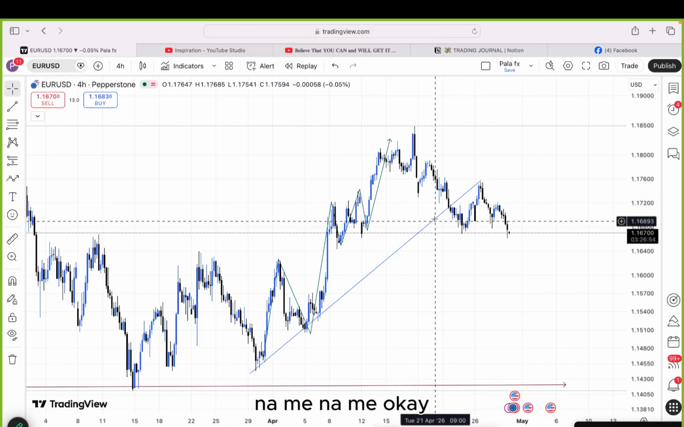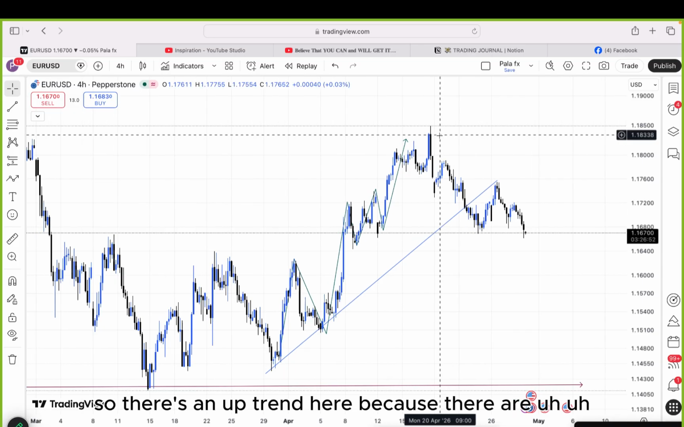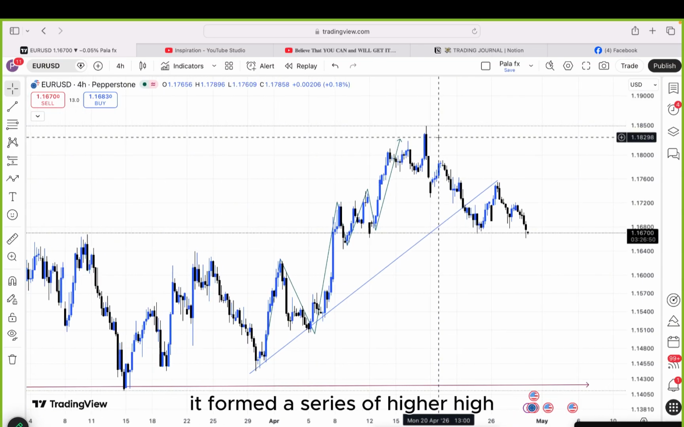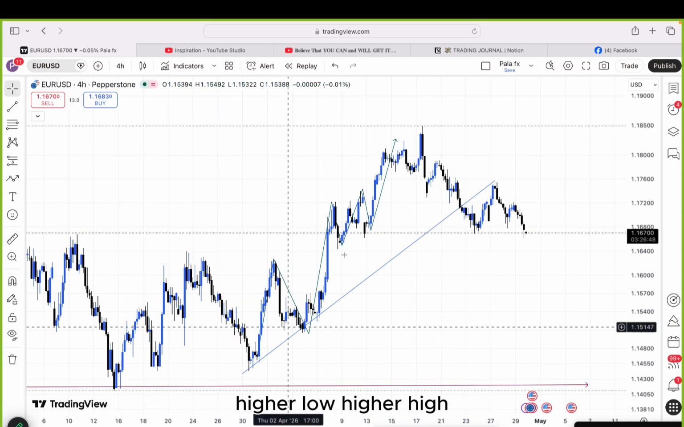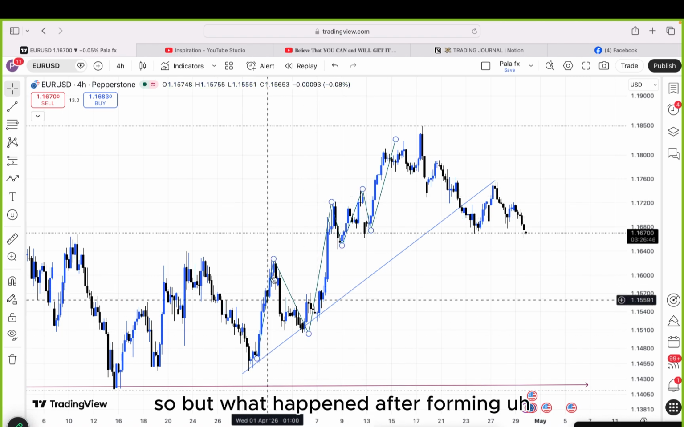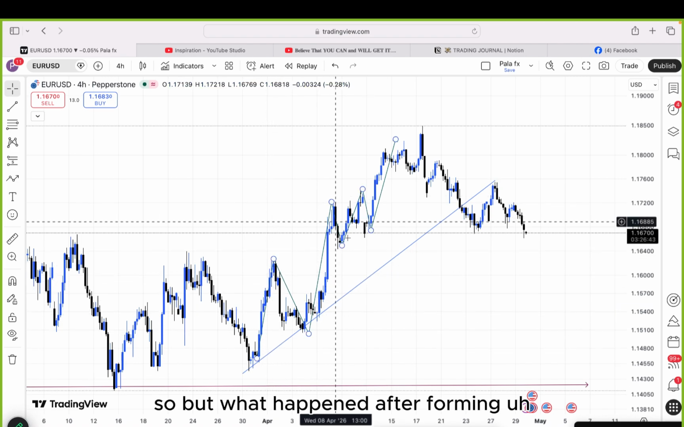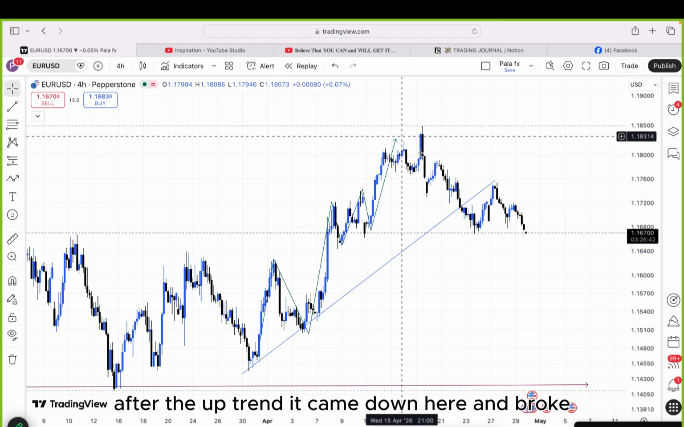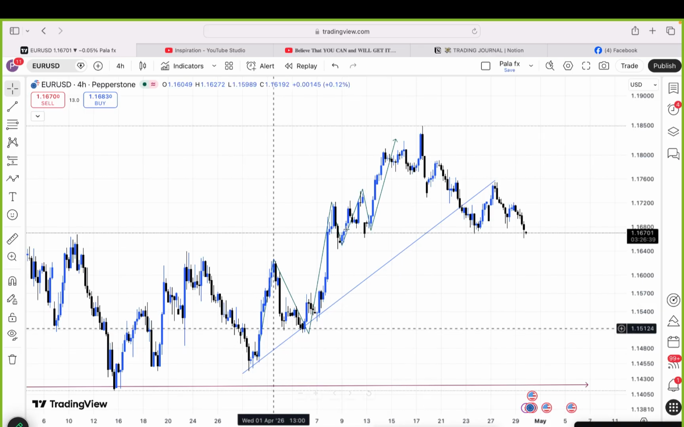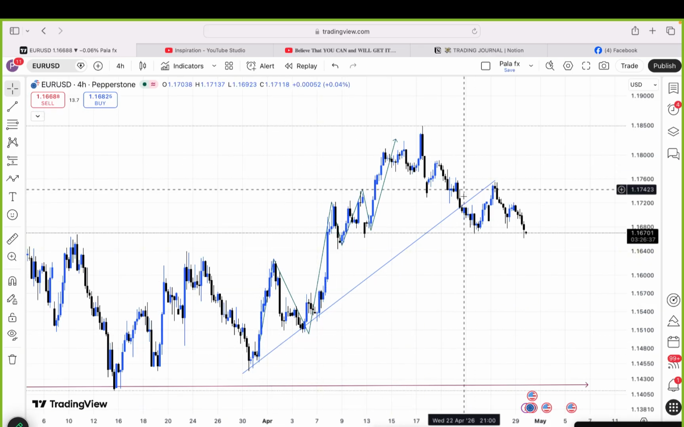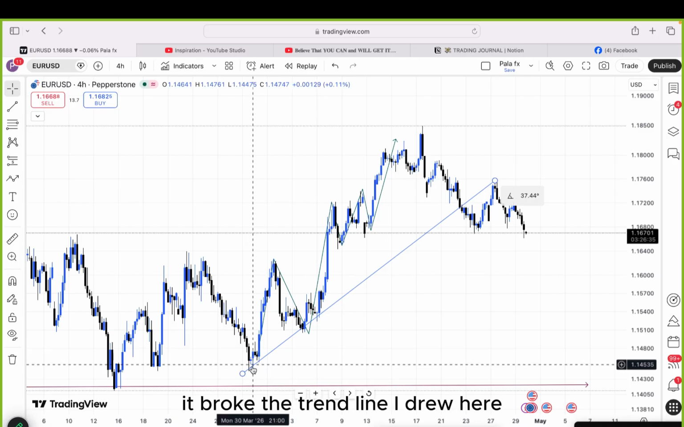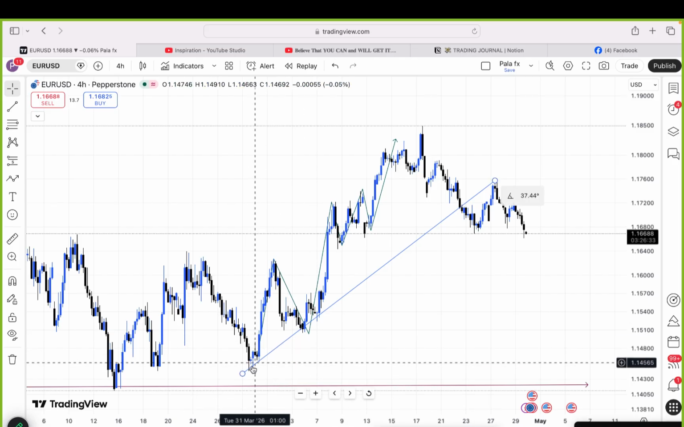So there's an uptrend here because it formed a series of higher high, higher low, higher high, higher low, higher high, higher low, higher high. But what happened after the uptrend? It came down here and broke the trend line I drew here. This trend line now.